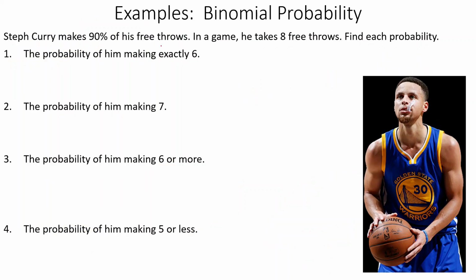All right, so here's some application problems. Steph Curry makes 90% of his free throws in a game. He takes 8 free throws. Find each probability. All right, so this is our n. This is our p.